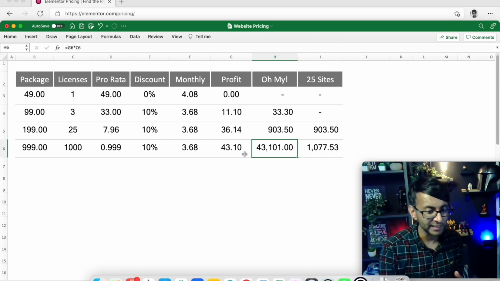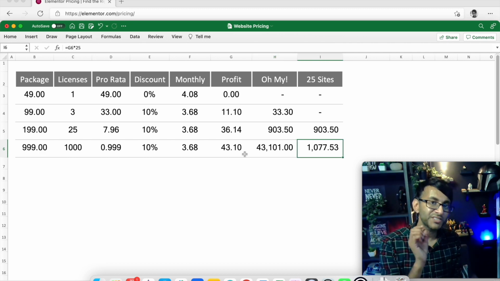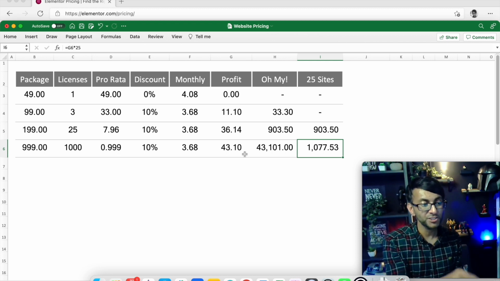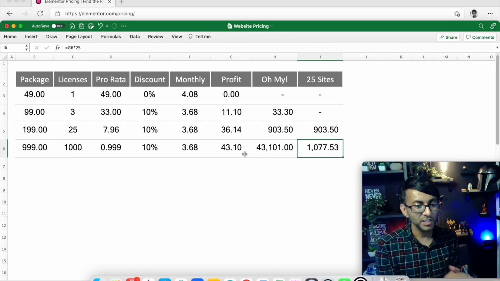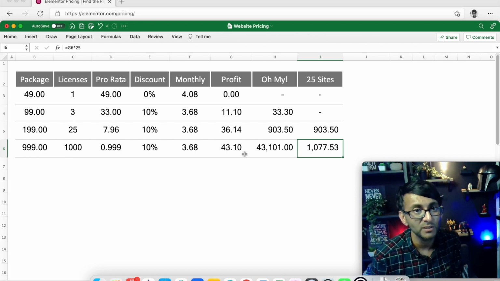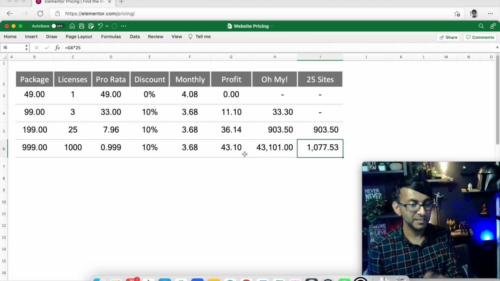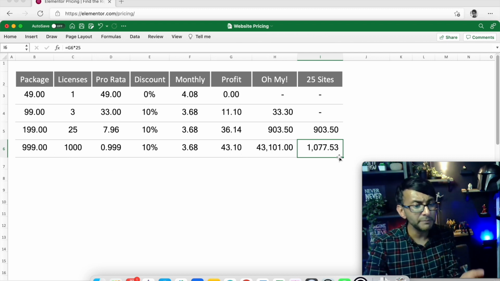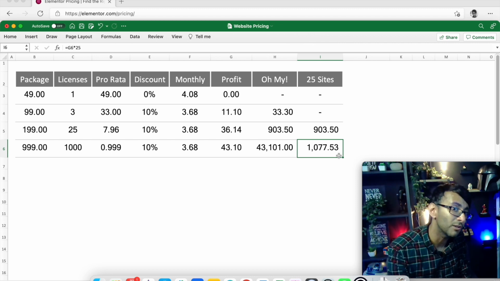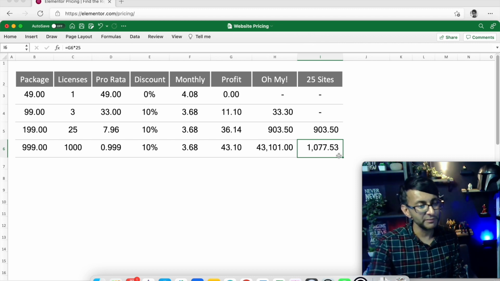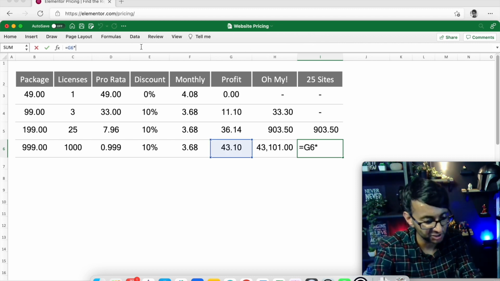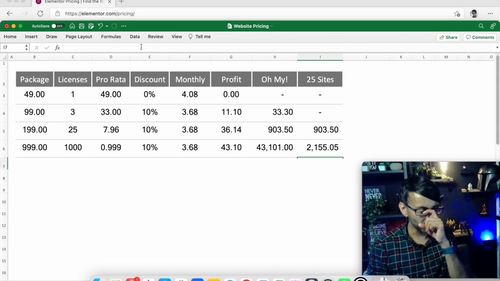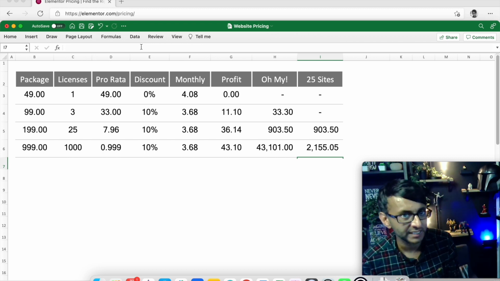That is clear profit. And look, if you do 25 sites a year, and you purchase the highest package, you will make $1,077 profit. That covers the cost of the $999. Yeah, you're making less than $100 profit, but I've gone for 25. If we were to increase this to 50 sites a year, $2,155. So have a think about how you're costing it and what you're offering.